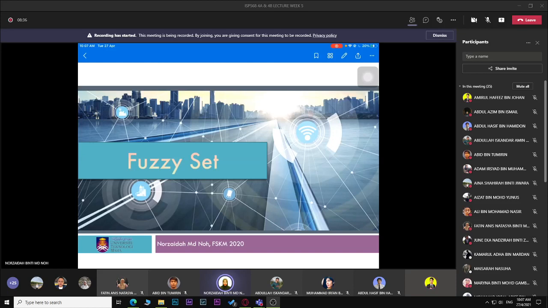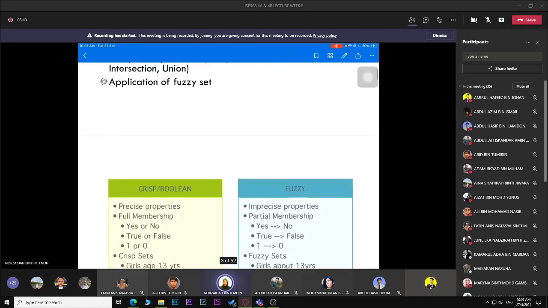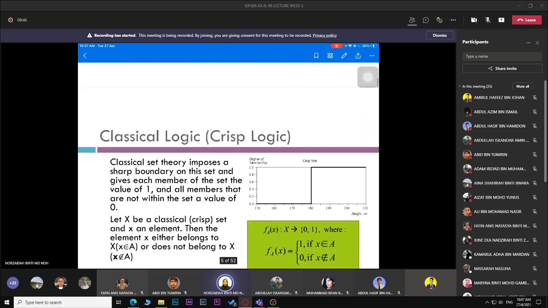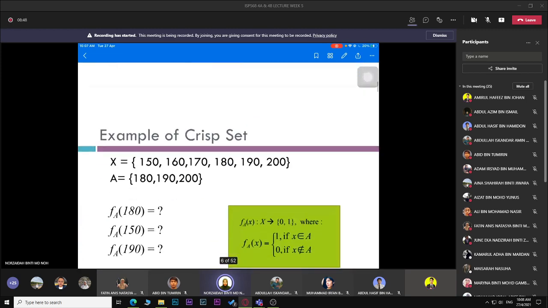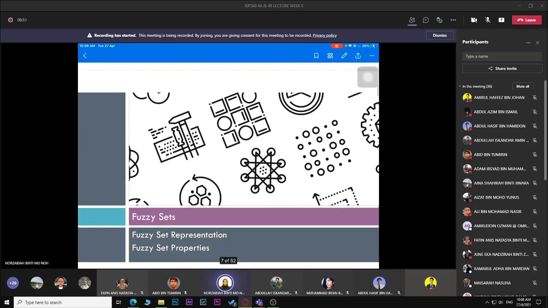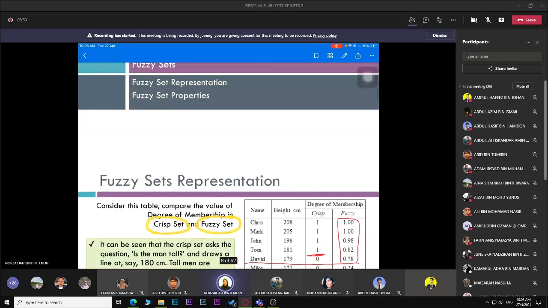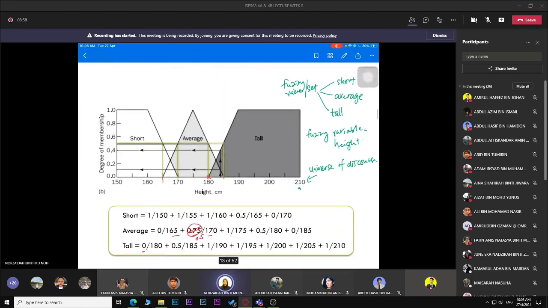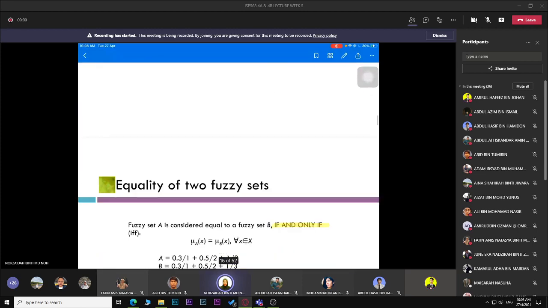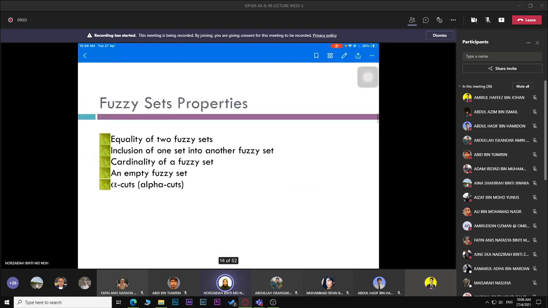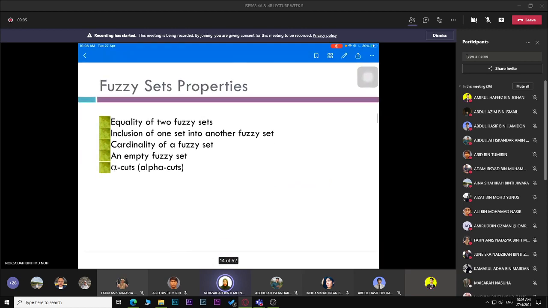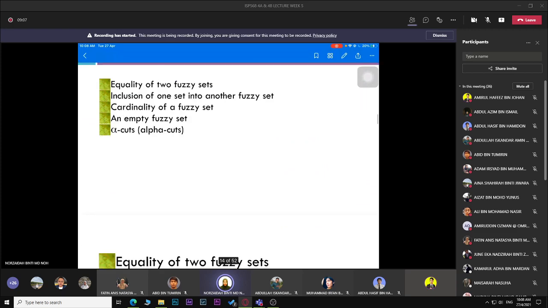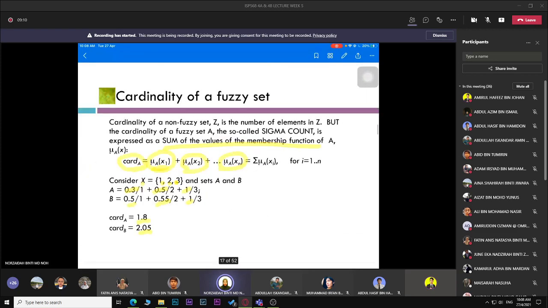Recap a little bit what we have looked at in this topic for fuzzy sets. Last week we already covered some introduction, what fuzzy sets mean, how to represent fuzzy sets, and some properties of fuzzy sets, right? Okay, and then we also looked at the membership functions and some properties. And on properties, remember, we looked at equality, inclusion, cardinality, empty, and alpha cuts of fuzzy sets.